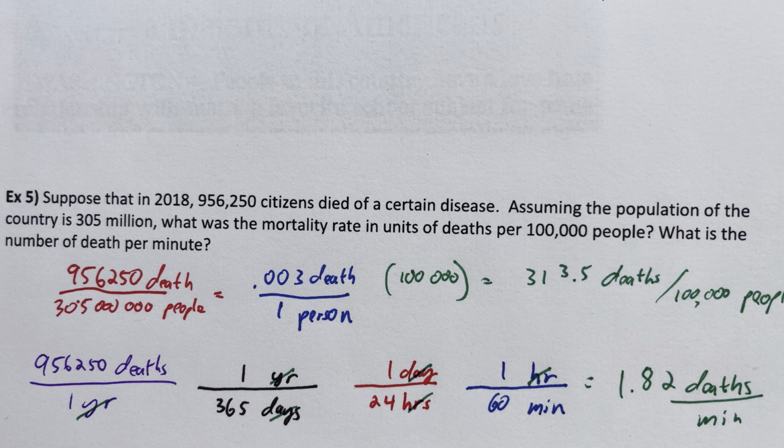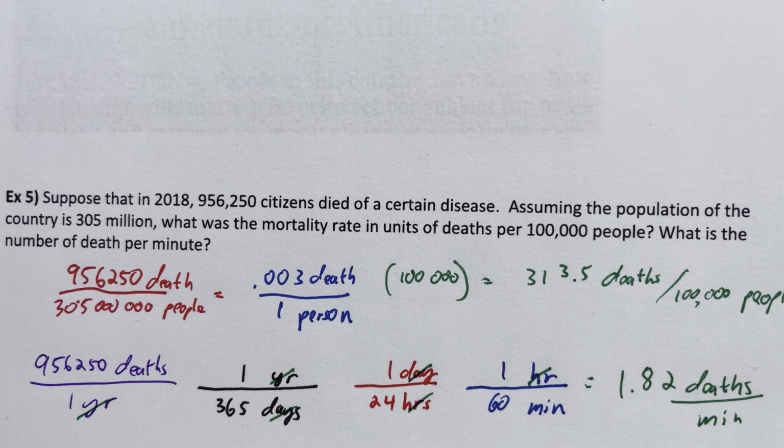So in this case, there were 956,250 deaths. We want to know deaths per person, so we're going to divide that by the 305 million. That gives us 0.003 deaths for one person. But we want to know deaths per 100,000, so we're going to multiply that by 100,000. There were some decimals after the 3, so when I kept the same answer and multiplied by 100,000, we got 313.5 deaths per 100,000 people.